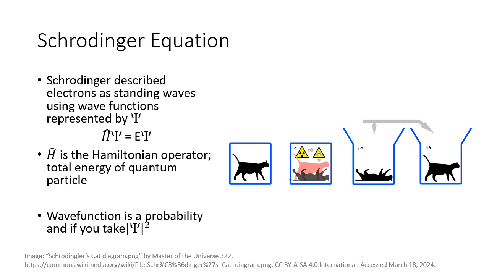Okay, so Schrodinger said, you know what? Electrons are standing waves. Using wave functions, I will represent this by that capital Greek letter psi. And he said H psi is equal to E psi. So H with the funky tent looking thing over it is a Hamiltonian operator. This is actually a series of operations that you do on the wave function to calculate the total energy of the quantum particle. And that wave function gets displayed as a probability. So the wave function is a probability, and if you square the magnitude of that, you get where things are.